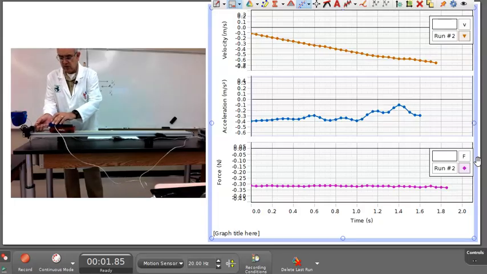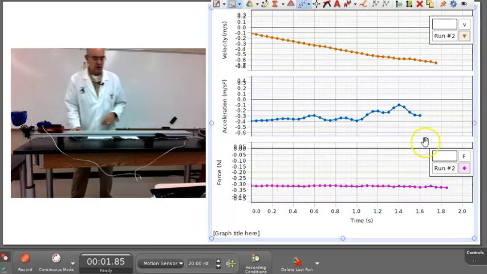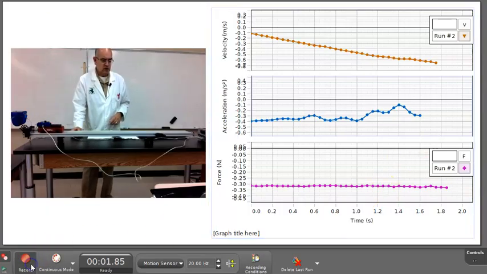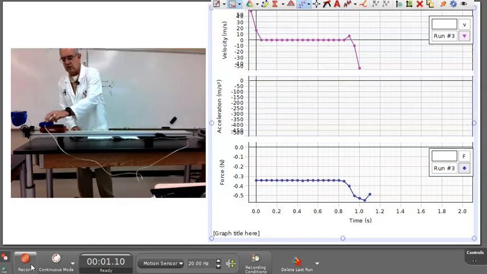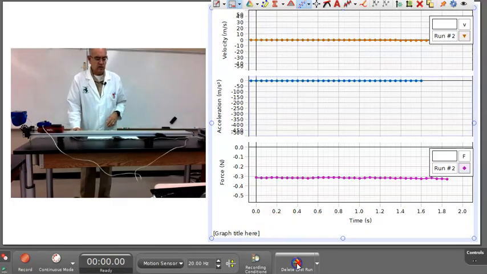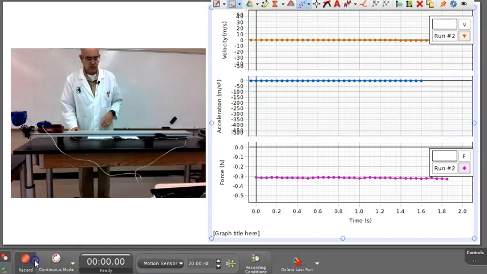Let's go ahead and do the experiment. Zero the force sensor, put the load back on, start recording. Okay, we're going to try this again. Obviously that didn't work out. Let's try it one more time.